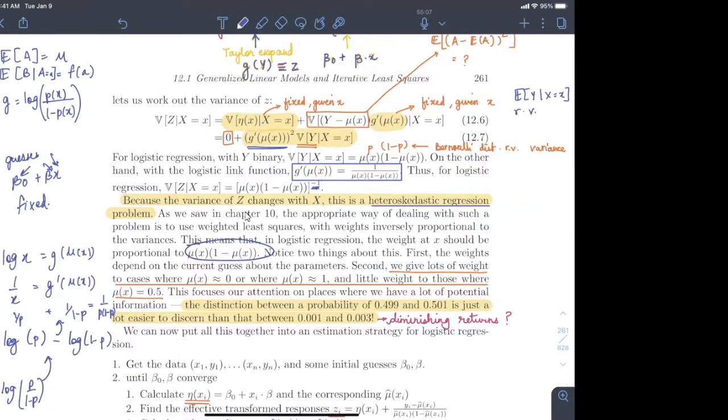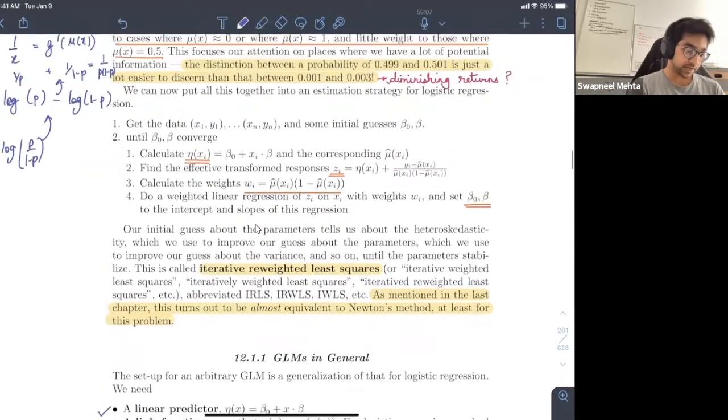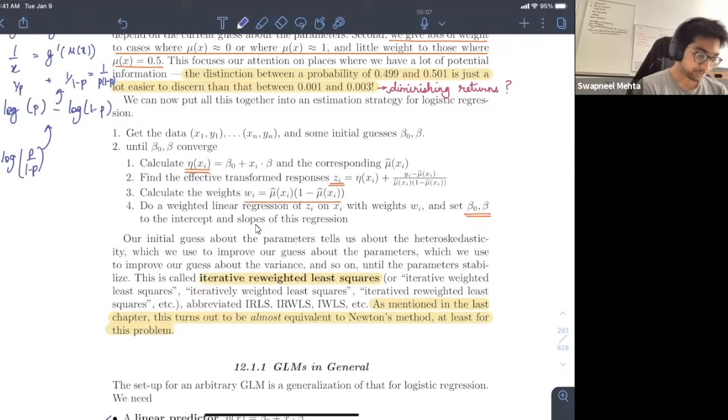Yeah, it's clear. Cool. So iteratively reweighted least squares has lots of math and lots of ideas, but it is fairly straightforward in terms of what GLM is really doing.